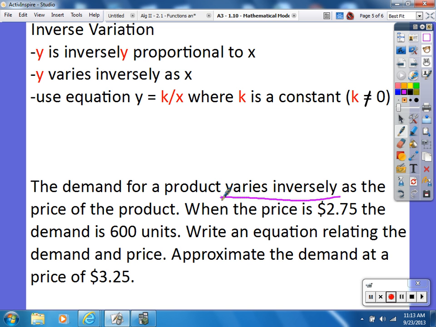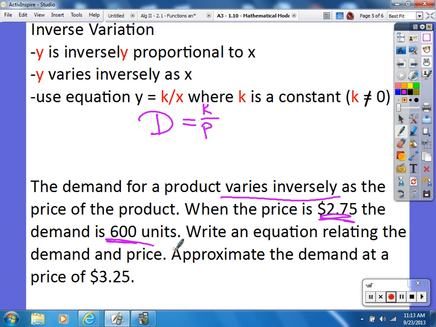Okay, the demand. So demand varies inversely. K over, and as the price, right? So price is going to be that bottom number. Does everybody see how I filled in that equation just to help me out a little bit? Okay. So now I'm going to use my two numbers, the $2.75 and the 600.